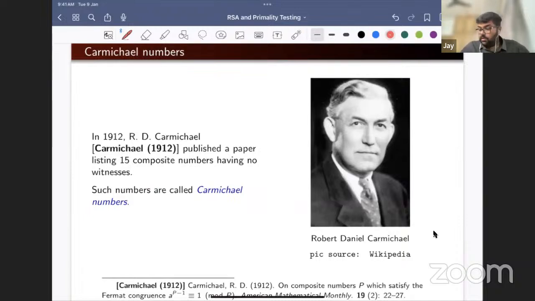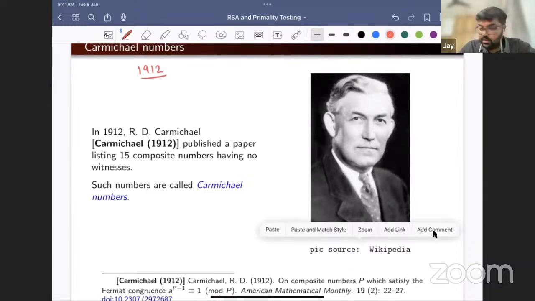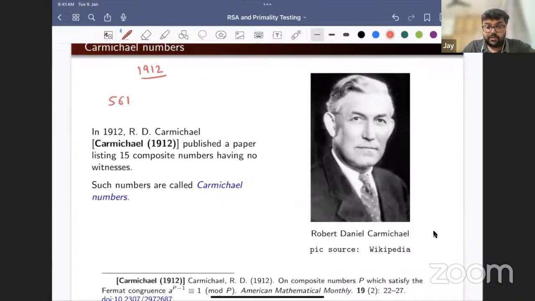So it was first, I think in 1910 or 1912, R.D. Carmichael published a paper in the American Mathematical Monthly. The reference is given, the link is also given, and he said that there are composite numbers which give no witness. For example, 561. 561 is the first Carmichael number. He listed 15 such numbers. They are called Carmichael numbers.